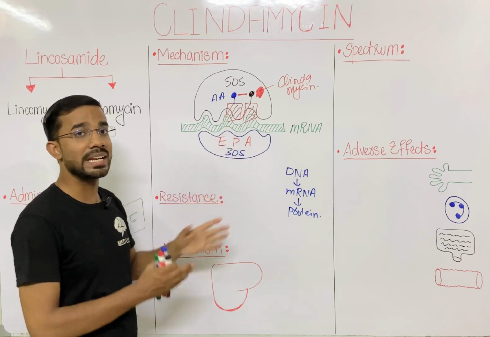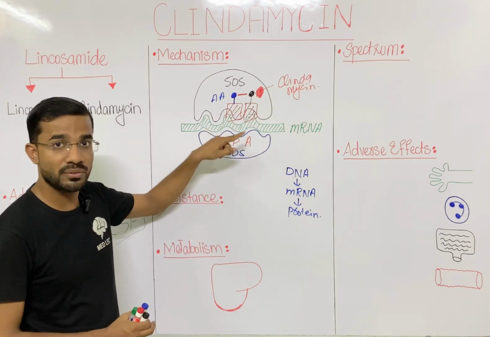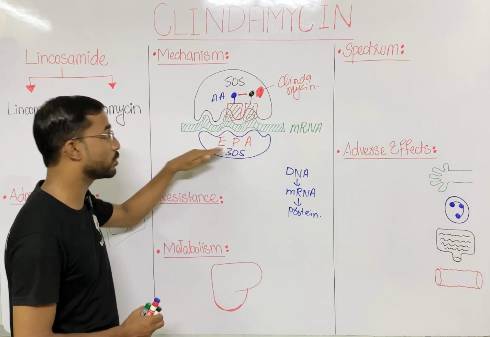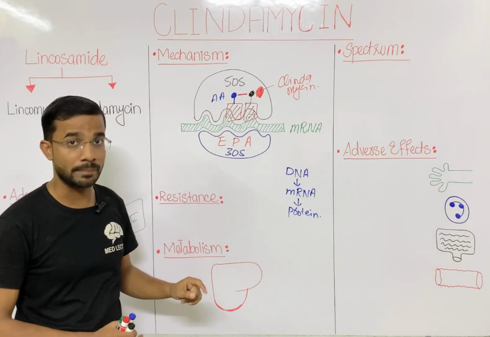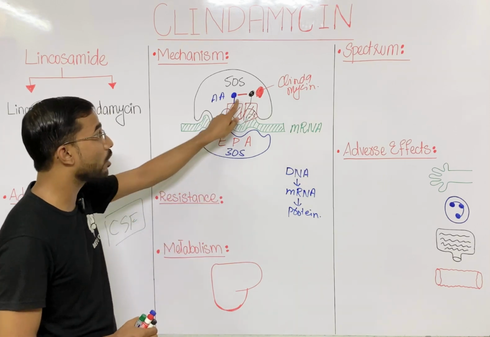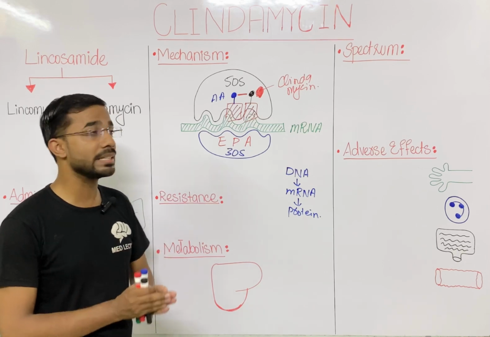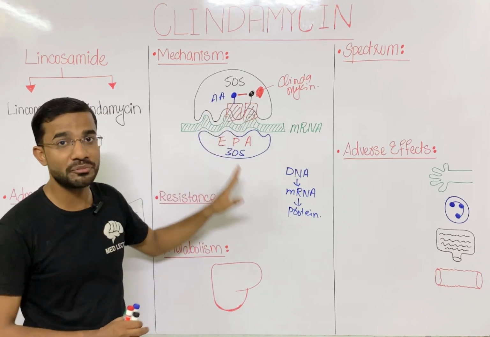First, it inhibits the translocation process. Here is the translocation of the transfer RNA from the A site to the E site. That is one thing. And the second most important thing which you have to remember, it blocks the peptide bond formation. It inhibits the formation of the bond between the different amino acids.